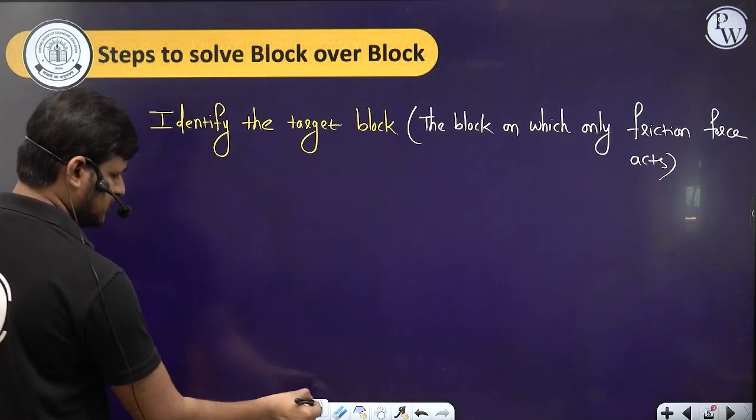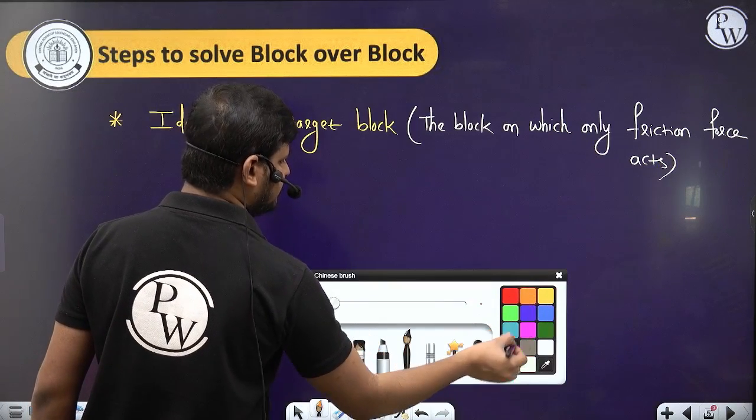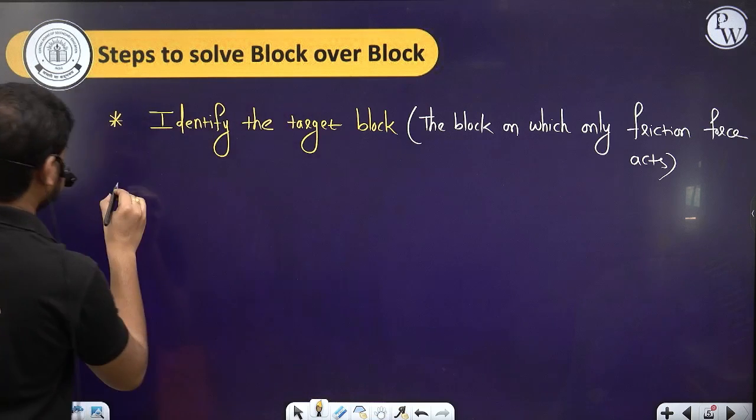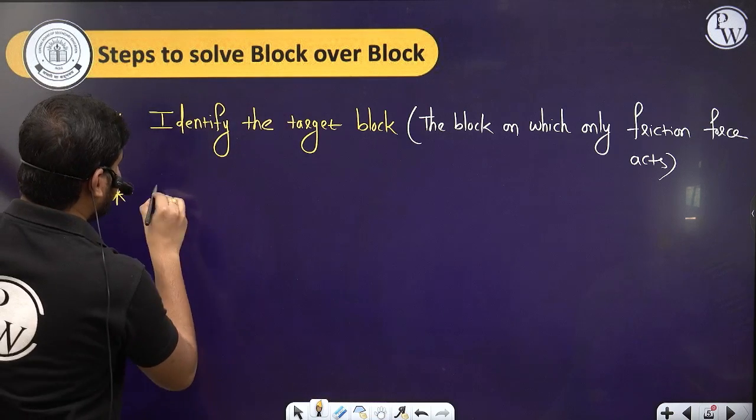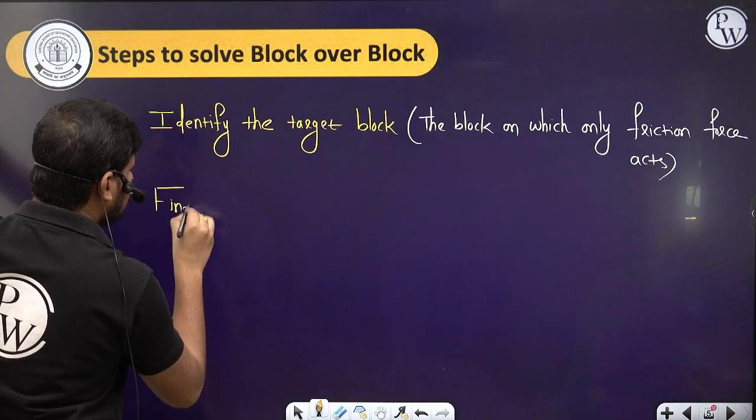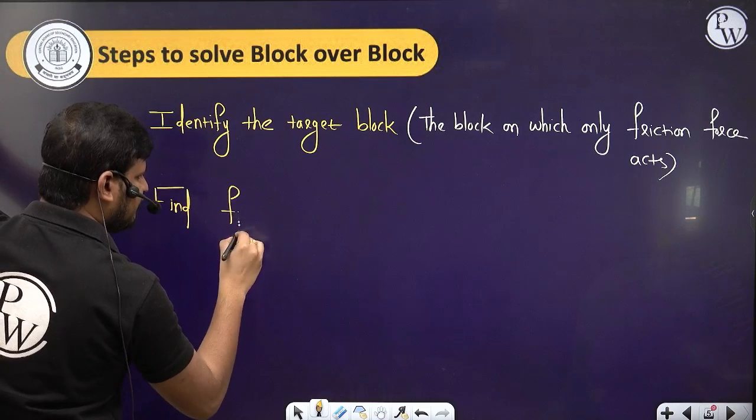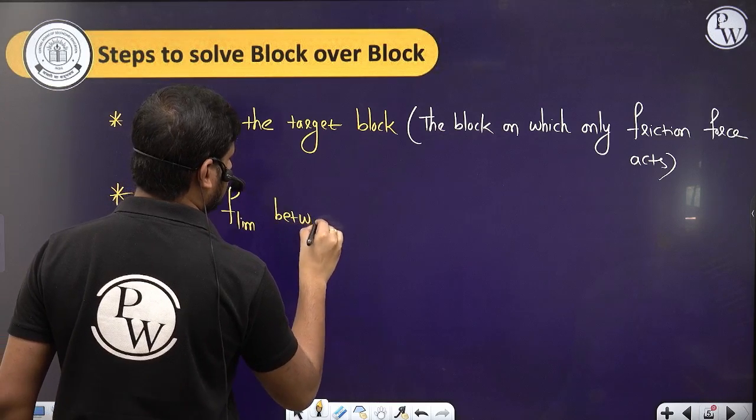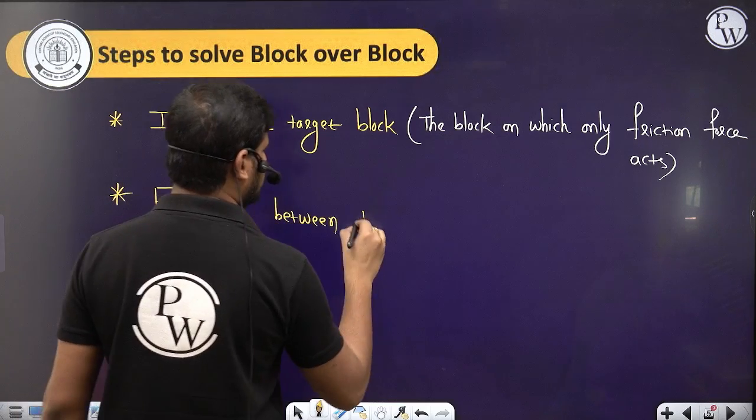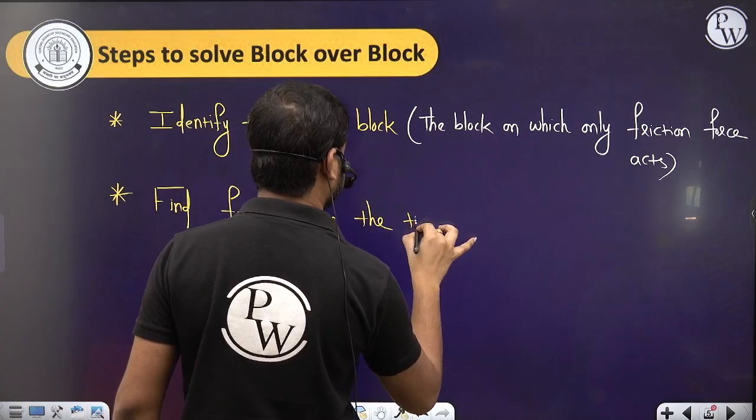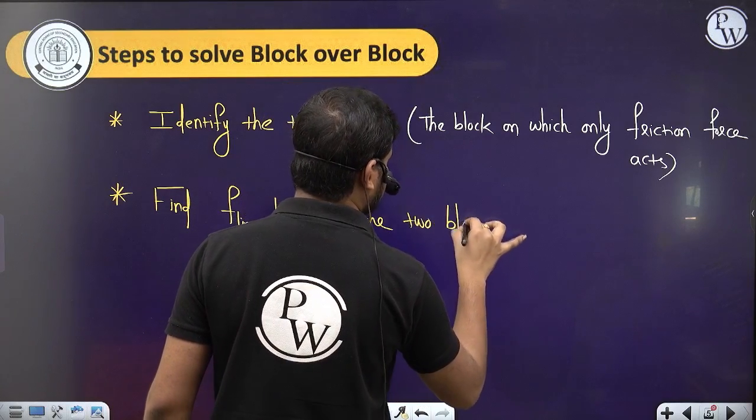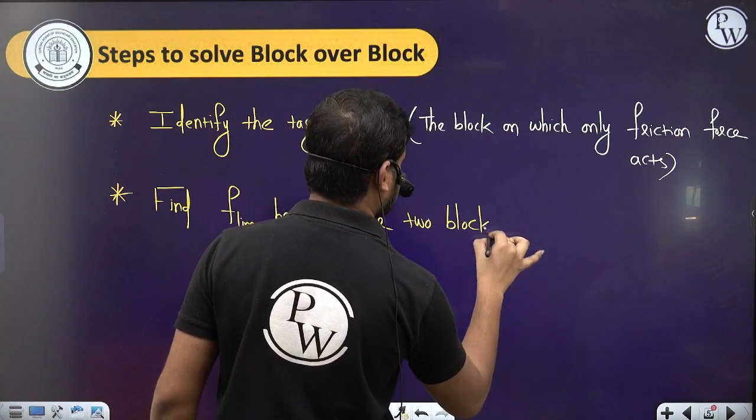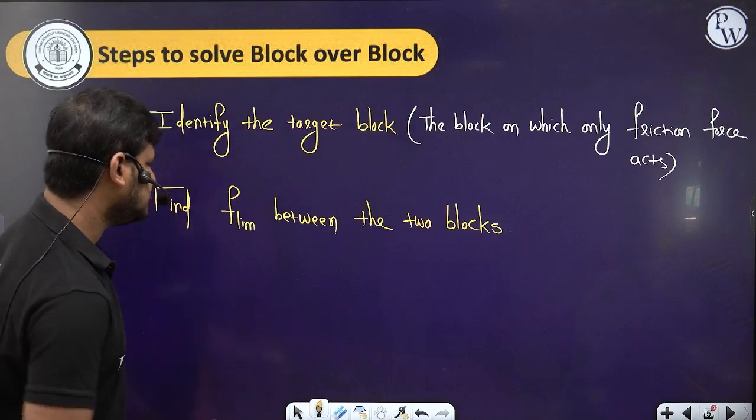That's the first step. Then the second step, step two, is find the F limiting between the two blocks. Find the F limiting between the two blocks. Okay, chal. So what is the F limiting formula?